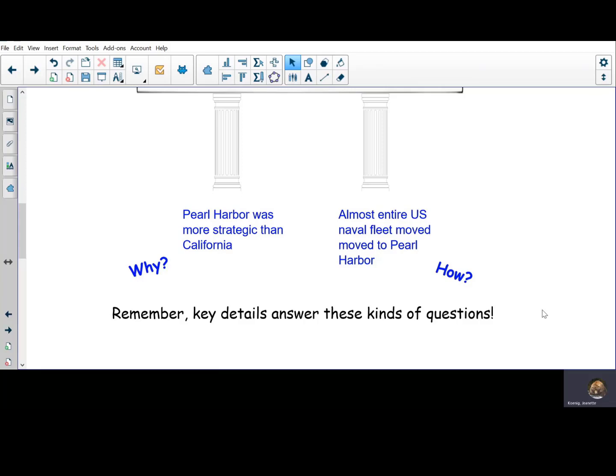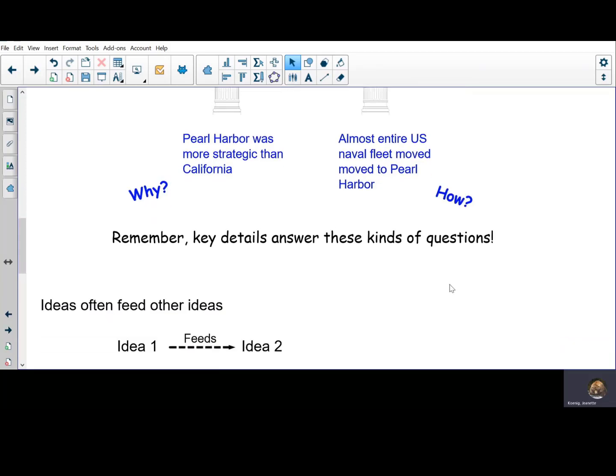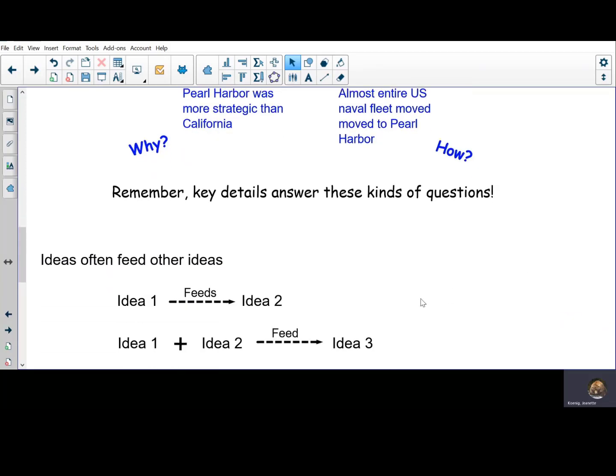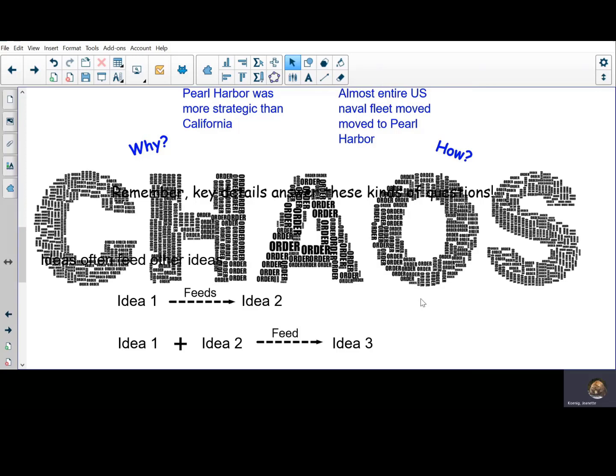Now, what's interesting is that sometimes ideas will feed the next idea. So the main idea of one paragraph should feed into the main idea of the next paragraph. I often find when I'm reading, I'm not paying attention. I just look at this paragraph, blah, blah, blah. Okay, it says this, whatever. I move on to the next paragraph, blah, blah, blah. It says this, and I never really connect how they fit together.